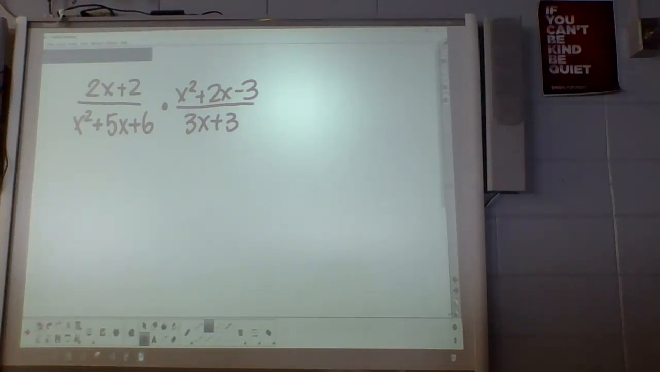You can't cancel them anyway. But then what's left? So 5 is positive, it's a positive 6, so 3 and 2 are factors of 6. Then just put it together and make it one fraction like that. Factor that side, do the top, multiply.